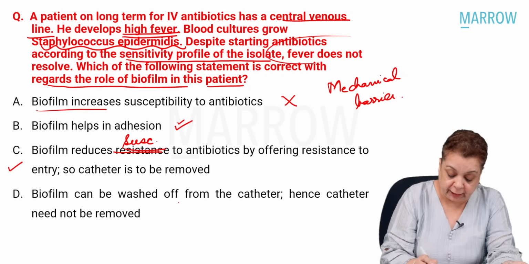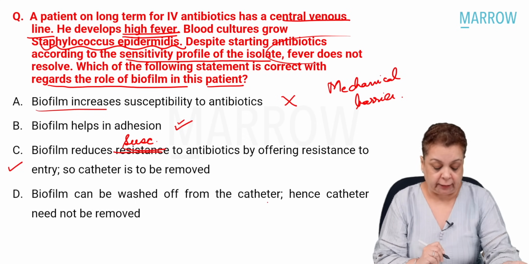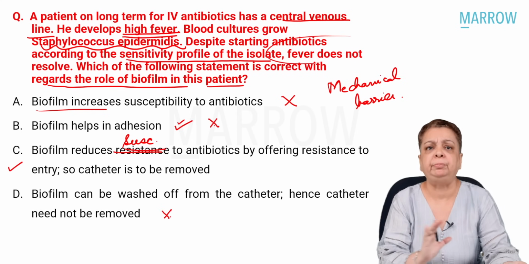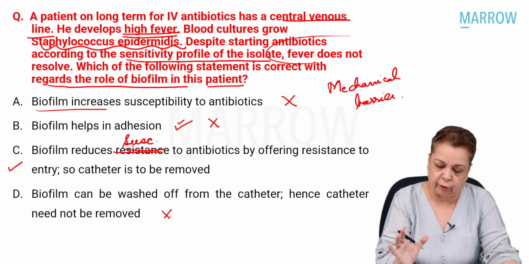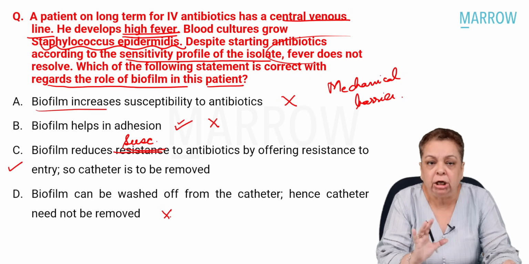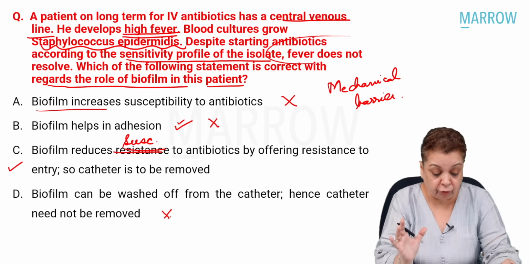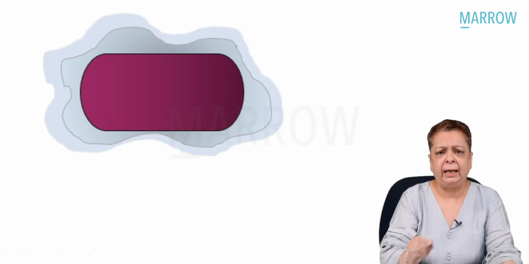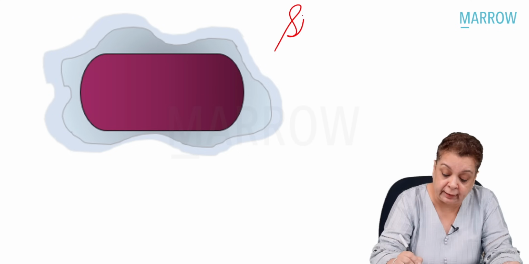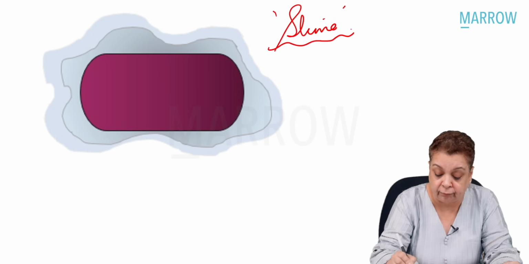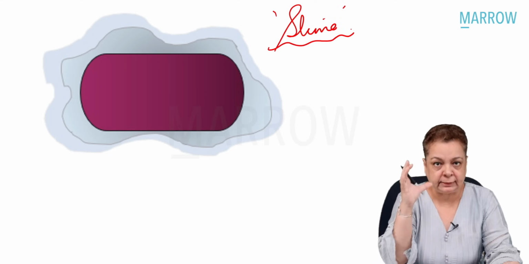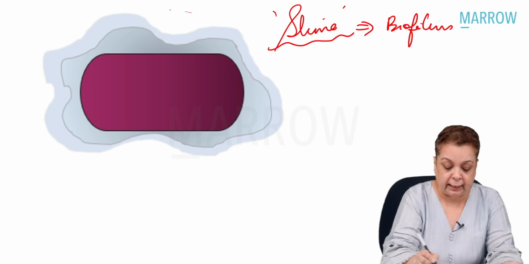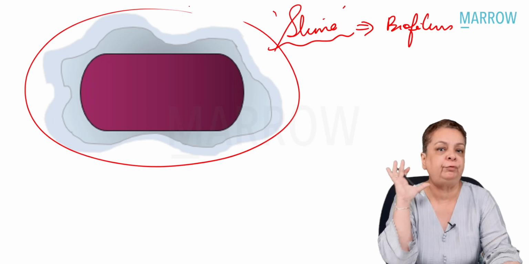Option D, biofilm can be washed off from the catheters, hence the catheter need not be removed. That's absolutely incorrect. Option B, here it is not correct. Yes, biofilms do help in adhesion, but here it's not relevant to the no response to antibiotics in this patient. So please remember that certain bacteria produce what is called a polysaccharide layer around their cell wall, which is known as slime. And when slime collects, it leads to the formation of biofilms, right? So this is the slime that has formed, and if it's a bacterial colony, a biofilm is going to form.